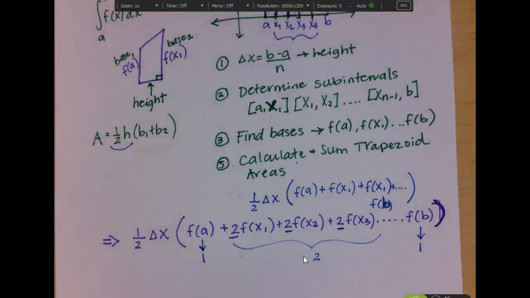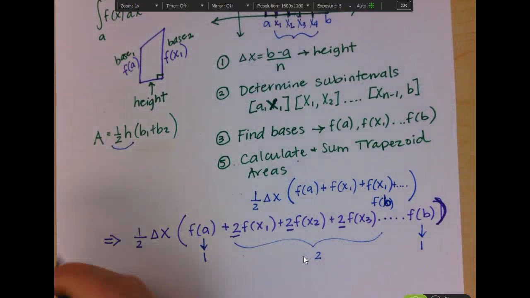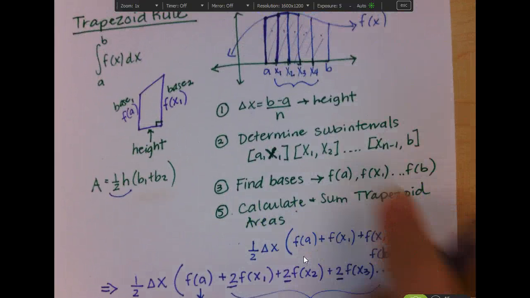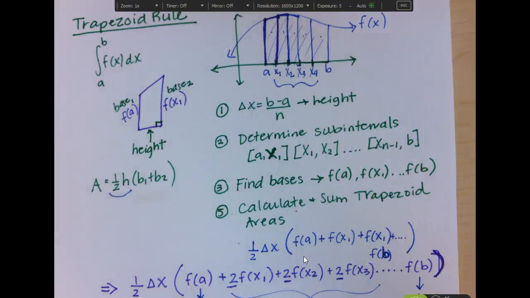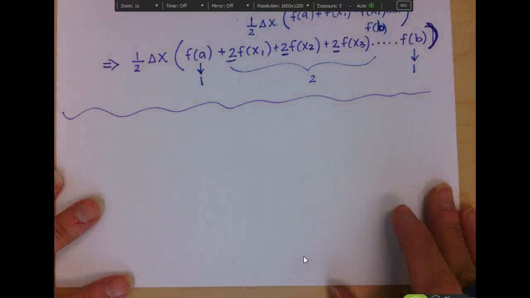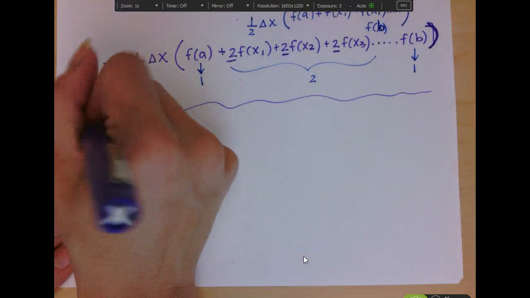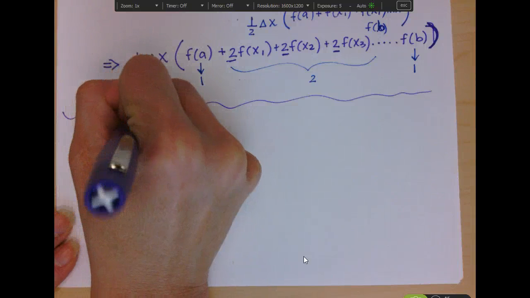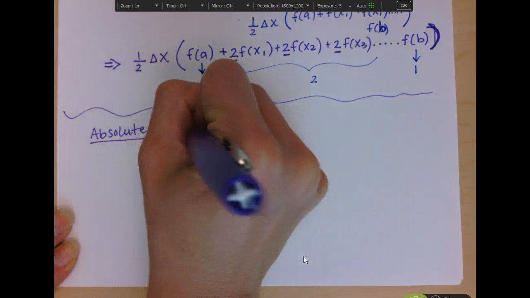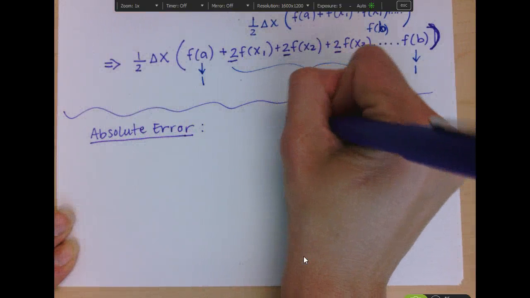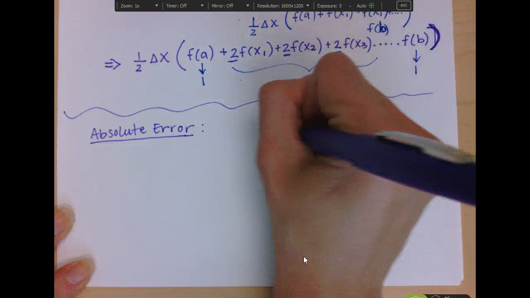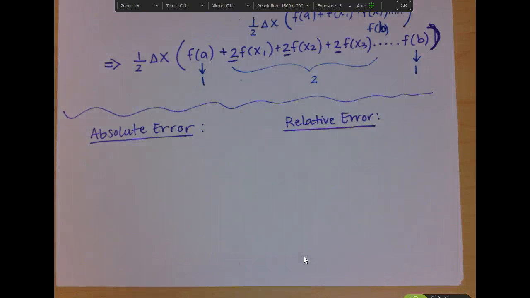From here, we're going to bring this discussion into error. So if these are approximations of our given definite integral, how good of an approximation are they? And that's where calculating our errors might help. So we're going to look at 2 formulas. We've got the formula for absolute error, and we've got the formula for relative error.